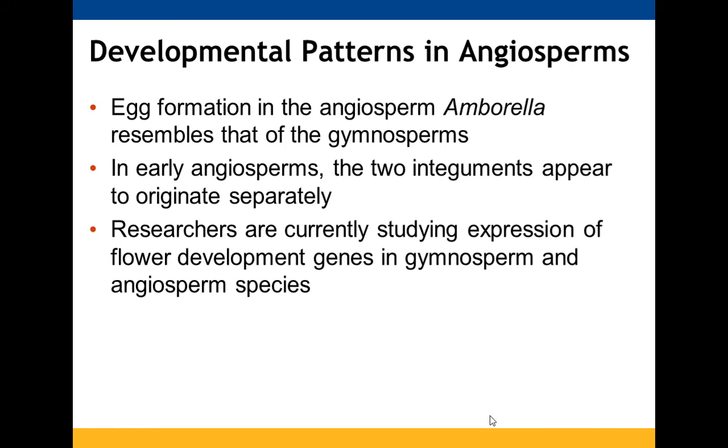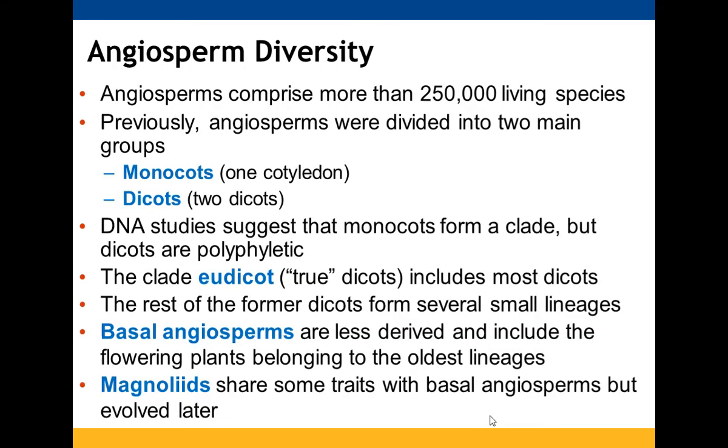And so this is just showing the evidence for why they think the ambarellas are more closely related to the gymnosperms, and more research is being examined at this time or being explored to determine these relationships. Angiosperms make up over 250,000 of our living species. We thought previously they were divided into monocots and dicots with one cotyledon and two cotyledons.